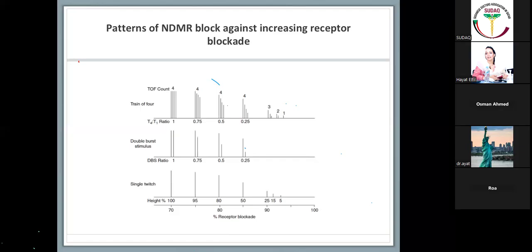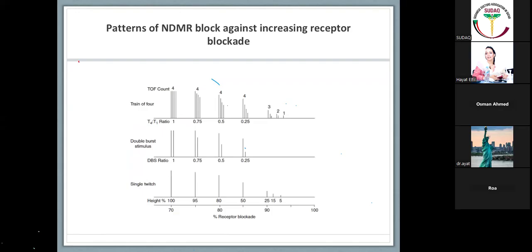Again, the pattern of the non-depolarizing muscle relaxant block is increasing receptor occupancy. This is just to show you what we were just talking about in terms of receptor occupancy. We said that we need a very large receptor occupancy for the twitches to be reduced. You can see here there is 70% receptor occupancy, but still the train of four count is 4. The T4 to T1 ratio is 1. The double burst is 1. And the height of the single twitch is still 100%.